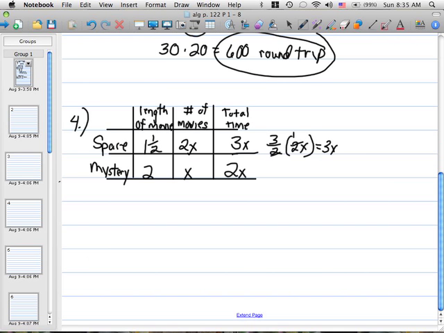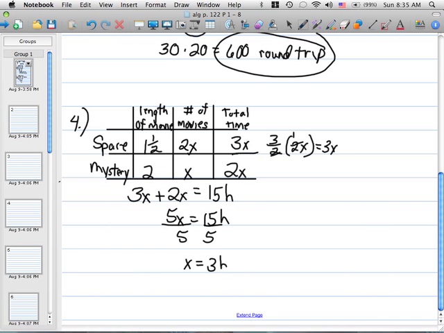And sentence 2 gives us our equation. He spent a total of 15 hours watching movies. So 3x plus 2x, adding all the total time he watched movies, is equal to 15 hours. Collecting like terms, we get 5x equals 15 hours. Divide by 5, and we find out that x is 3 hours.